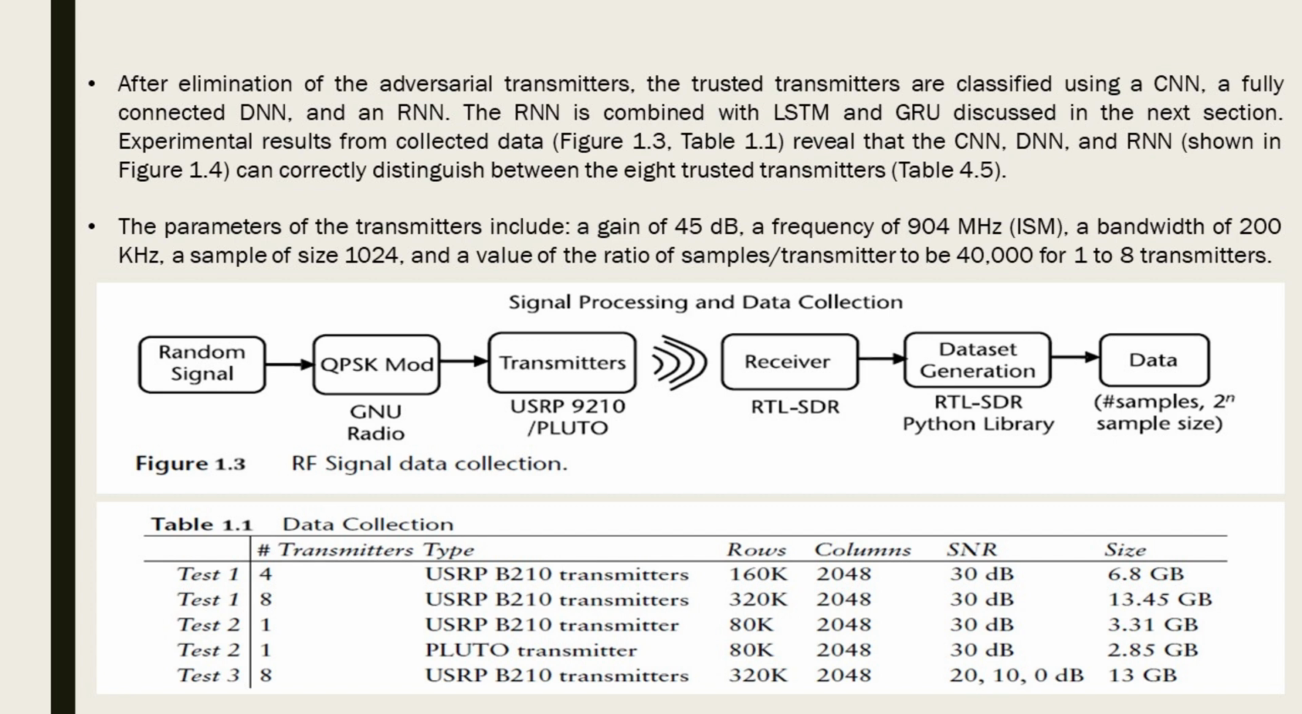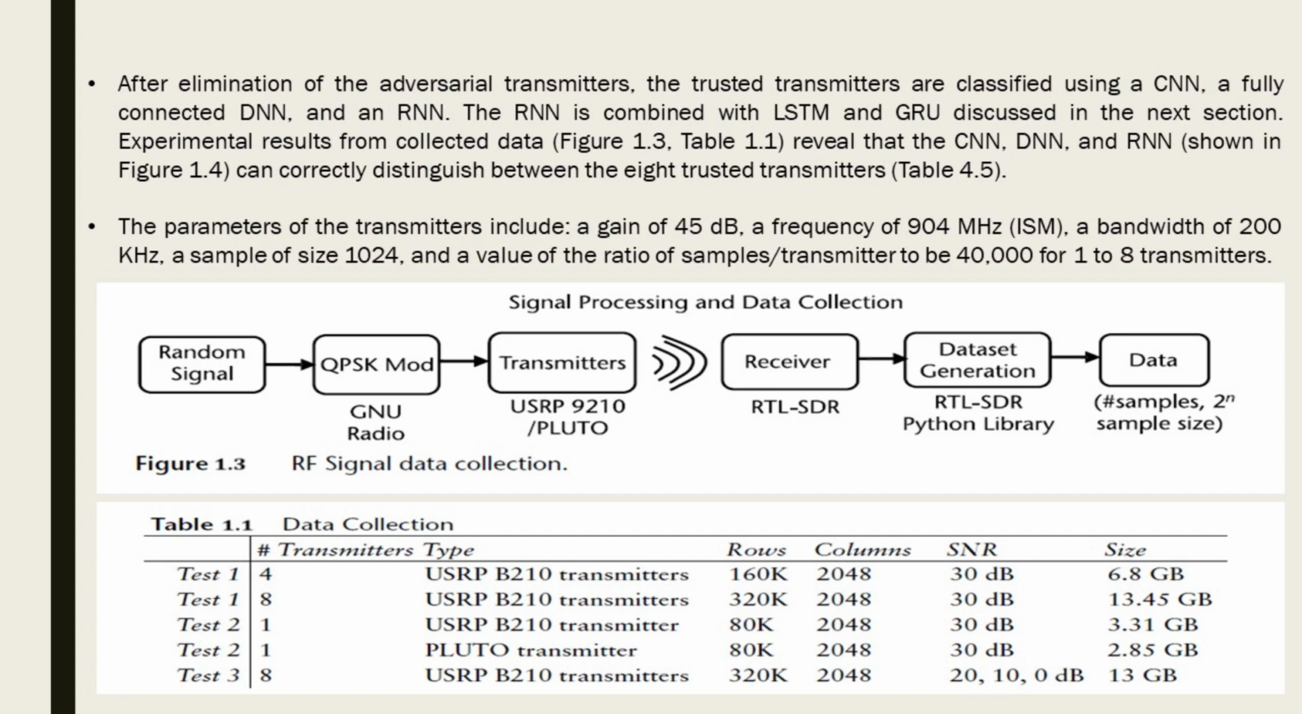First, let's talk about the RF signal data collection process. As you can see in the diagram, it all starts with generating a random signal. This signal is then modulated using QPSK modulation, a common method in digital communication, via GNU Radio. After modulation, the signal is transmitted through devices like the USRP 9210 or the Pluto SDR, which are popular software-defined radios, SDRs. These devices are versatile and widely used for testing and developing communication systems.